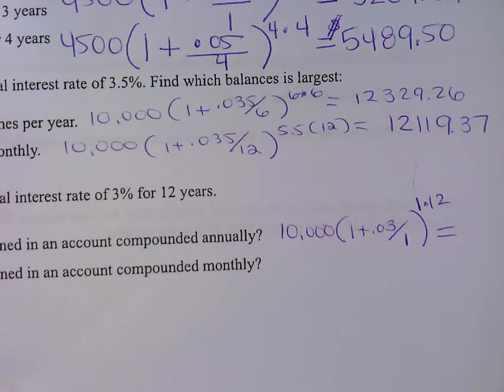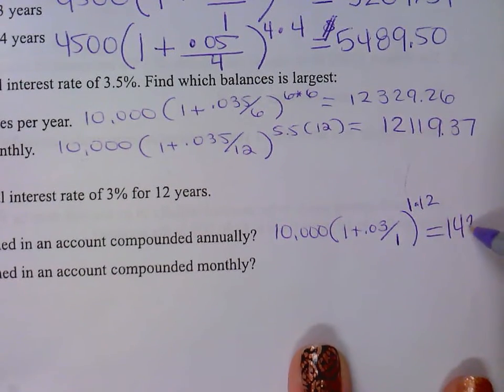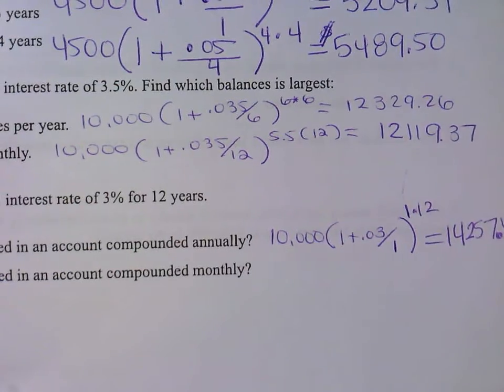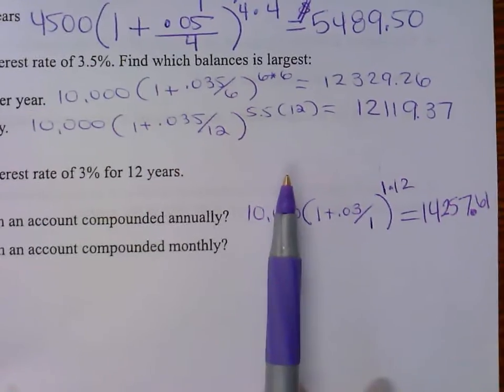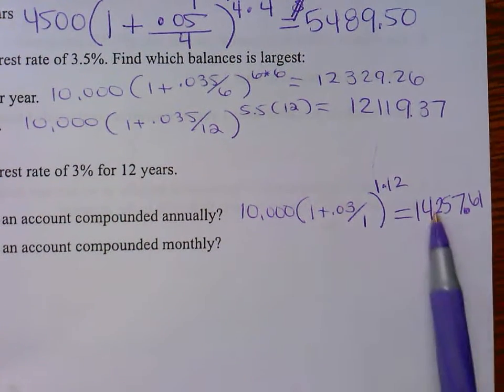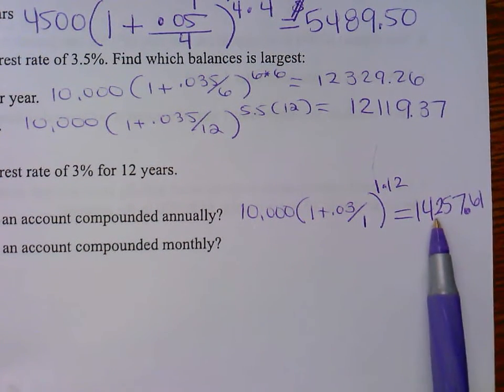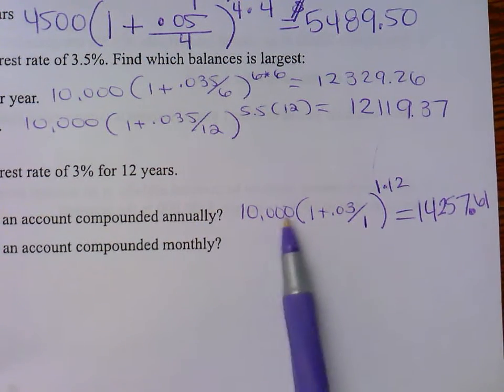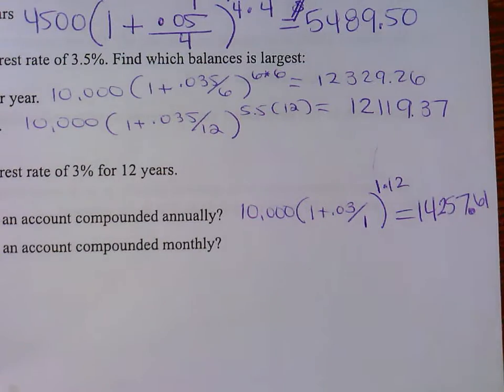So I get 1 plus 0.03 raised to the 12. That's 14,257.61. If you interpreted it as how much interest was earned, we earned $4,257.61 in interest because we started with 10,000 as our principal. This is the resulting amount in the account.